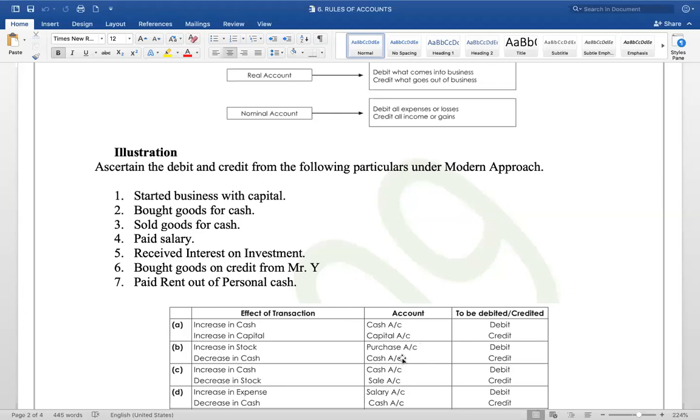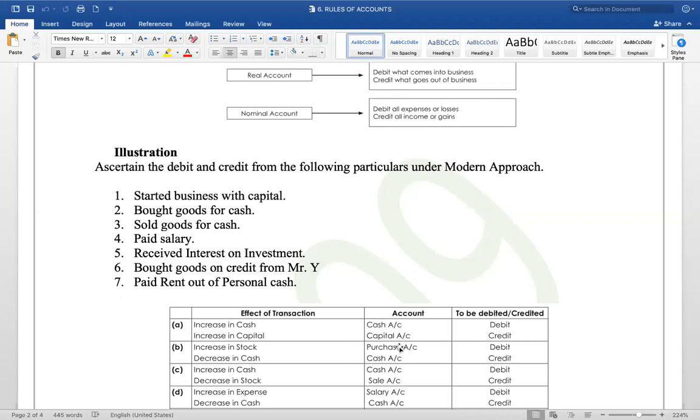Purchases account debit to cash. Purchase account is debited. All expenses are debited because purchase is an expense. Look at this. Debit all expenses. Can you see my cursor? Yes, sir. When I'm moving the cursor, you're able to see, right? Yes, sir. Purchase is an expense, therefore it is debited.